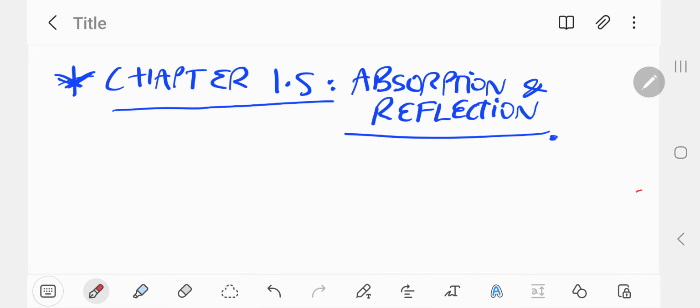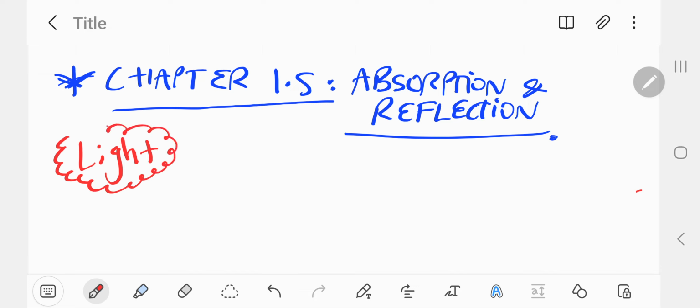Let's begin with light. So before talking about what light can do, it's important to first understand what light is. This should hopefully be a recap from the previous lesson on the electromagnetic spectrum. So let's define light, just to recap. Light is an electromagnetic wave.